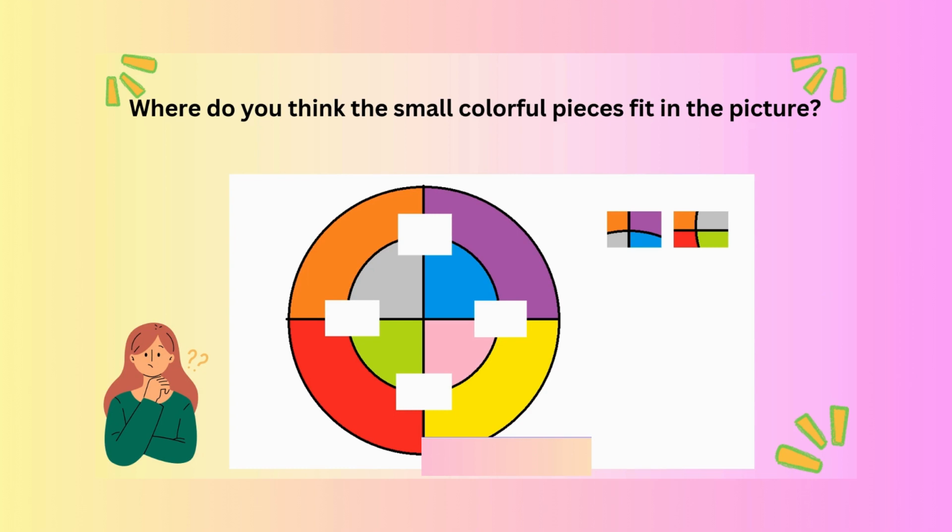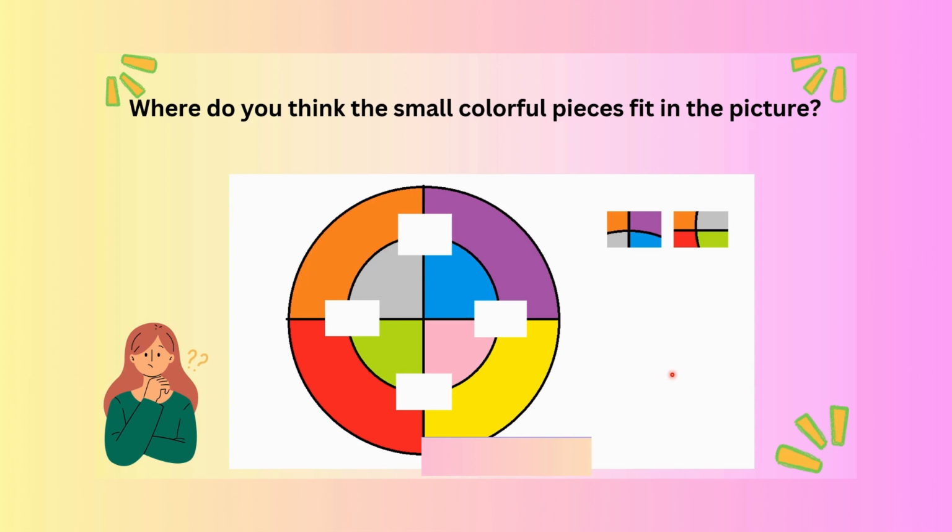This one is a kind of different question. It's not working on a column or a row, it's in a circle, and we have only 2 options to choose from, and the question is asking, where do you think the small colorful piece fits in the picture? So just think or imagine them. If you put these shapes or these colors in the circle, will the colors change or not, and will it fit them?